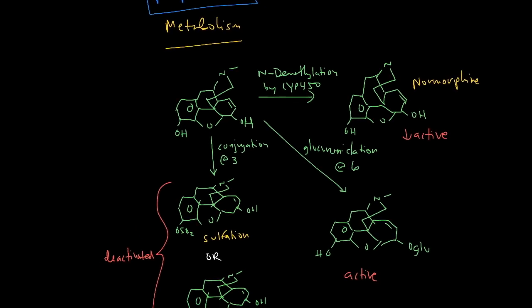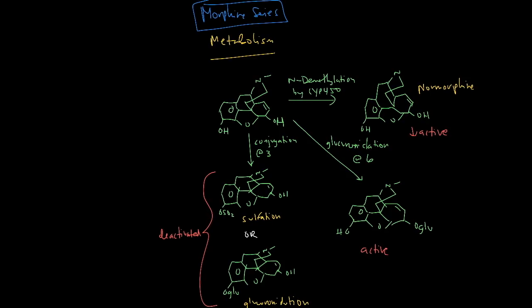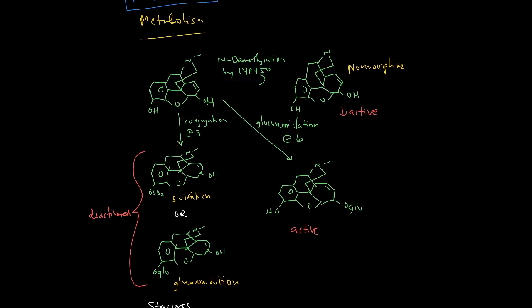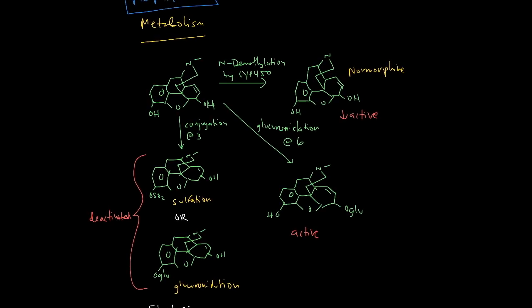Let's see. So I'll go over the metabolism first. Okay. So first off, here's your morphine. It can go through N-demethylation to demethylate, or remove one of the methyl groups, leading to a morphine going from a tertiary amine to a secondary amine. So it goes from 3 methyls to 2 methyls.